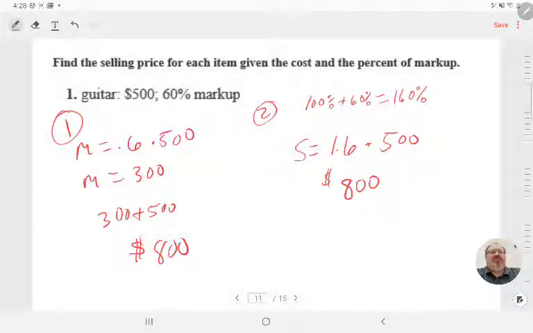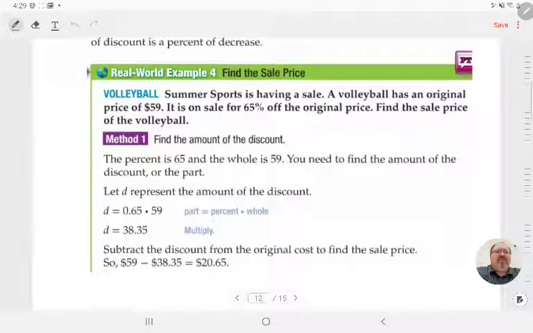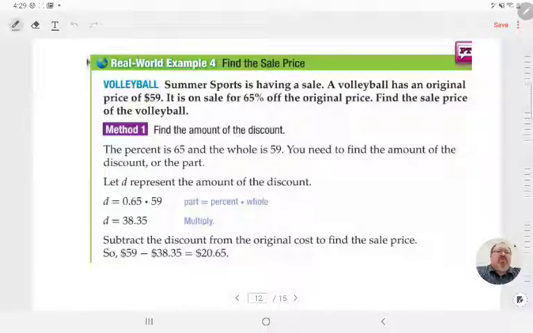All right, very good. So now we're looking at discounts. Discount is the amount by which the regular price is reduced. The percent of discount is a percent of decrease. So it says, Summer Sports is having a sale. A volleyball has an original price of $59. It is on sale for 65% off the original price. Find the sale price of the volleyball.